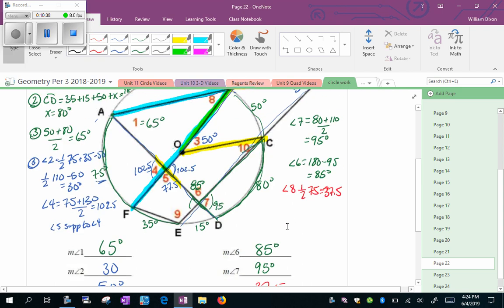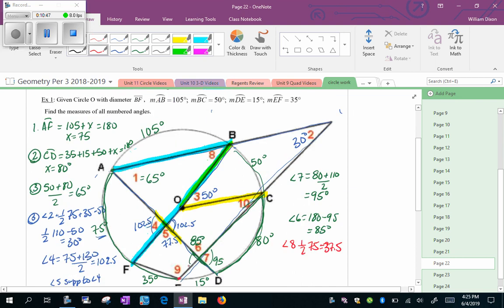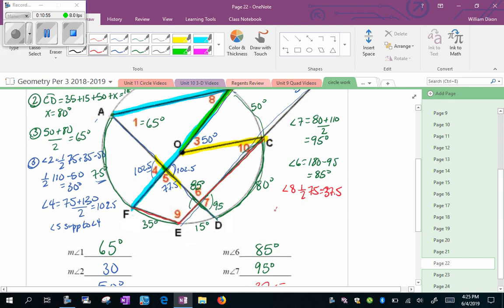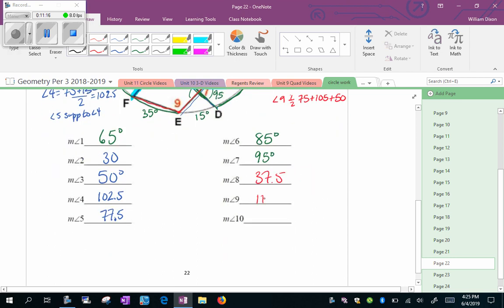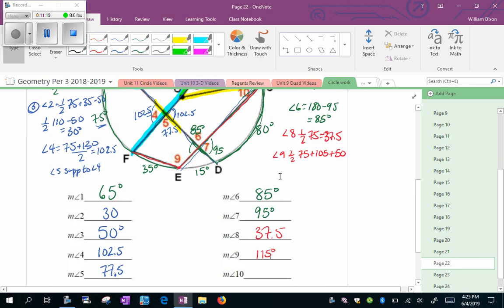Okay, now angle 9. Angle 9 is going to be 1/2 of its intercepted arcs, because it's again in the circle, and I just stretch out. I have to add them. So I'm going to get 1/2. Angle 9 is 1/2 of 75 plus 105 plus 50. And if I put all that in my calculator, I should get that it is 115. 115 degrees.